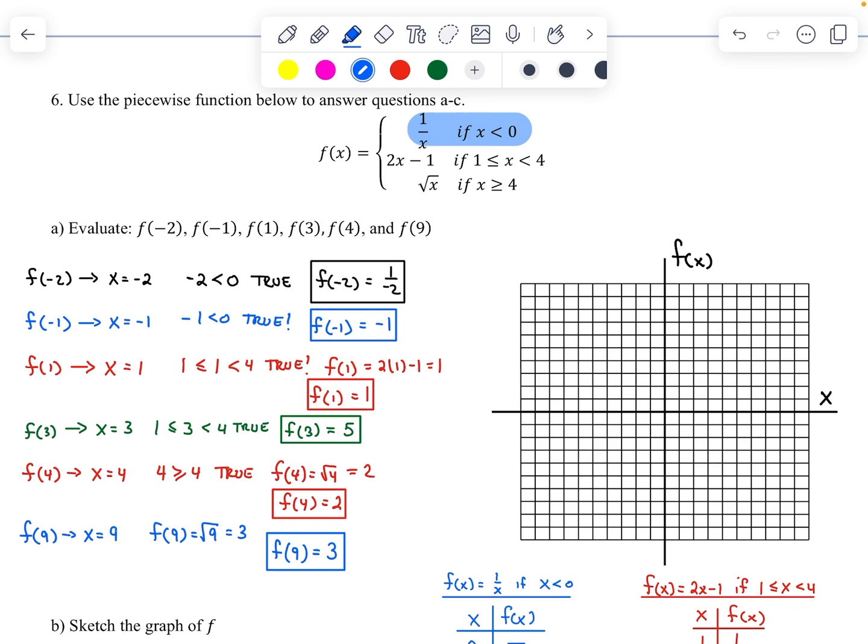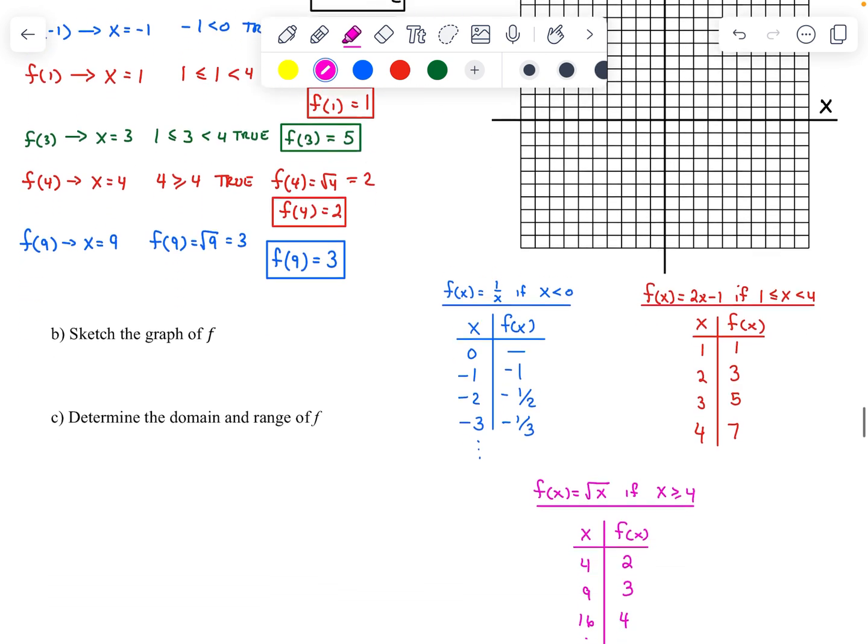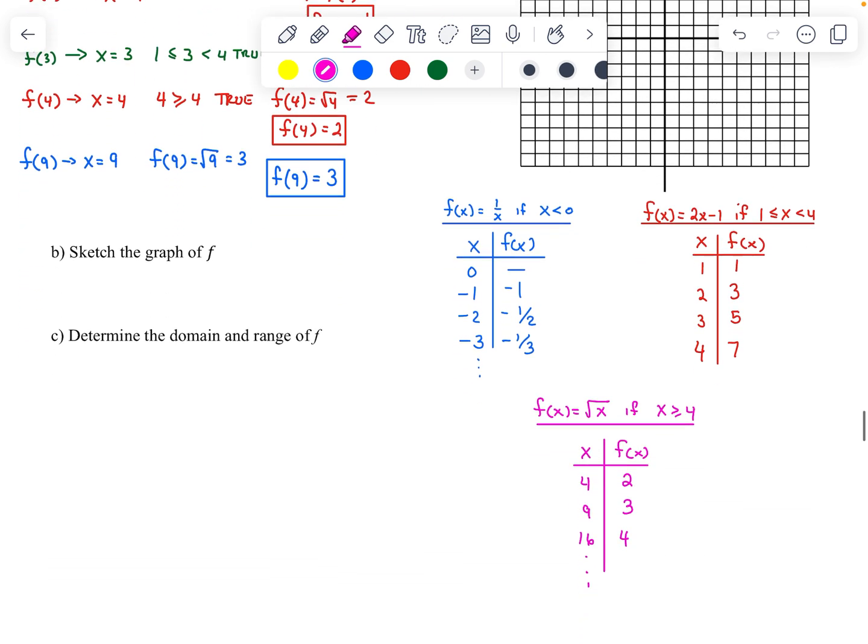three pieces. F of x is the reciprocal function if x is strictly less than 0. F of x is equal to 2x minus 1 if 1 is less than or equal to x, which is less than 4. And f of x is equal to the square root function if x is greater than or equal to 4. And to graph this piecewise function, I'm going to create tables of values for each piece, which I've already done.